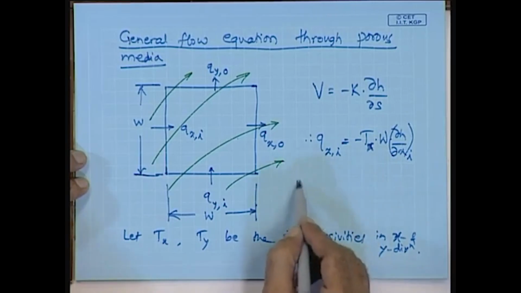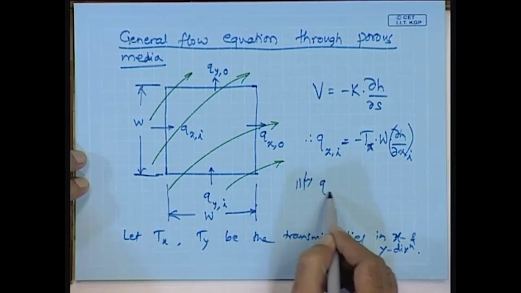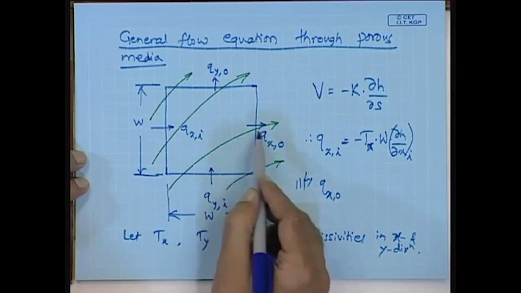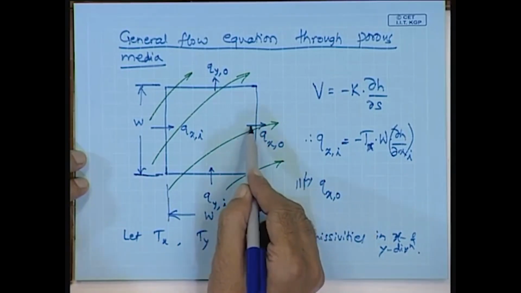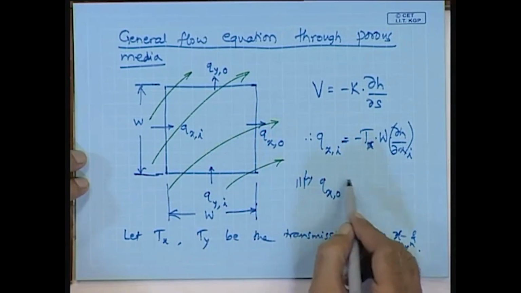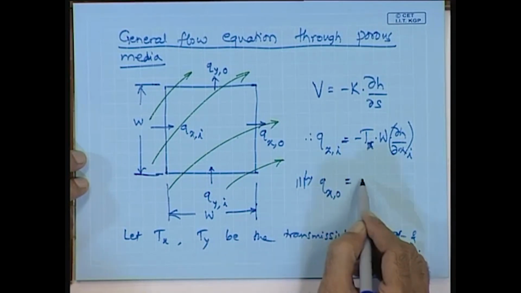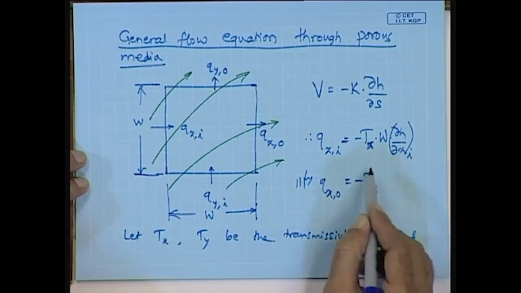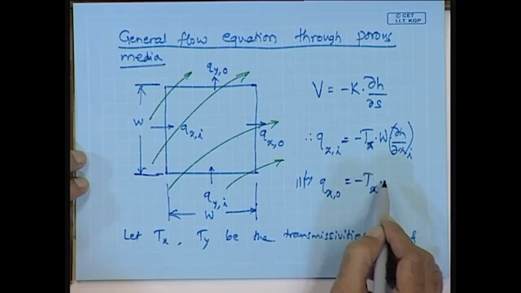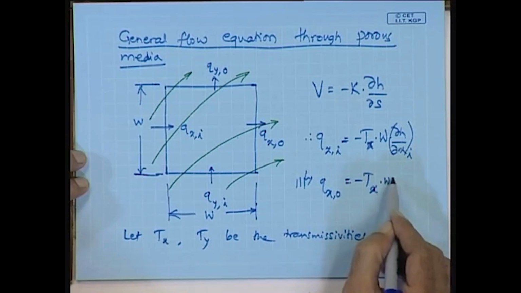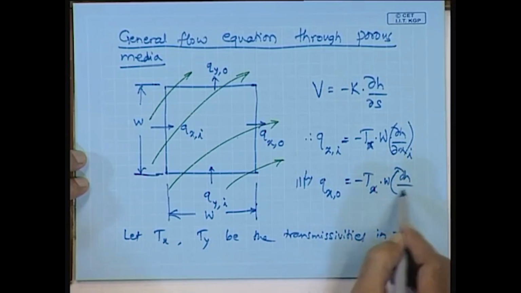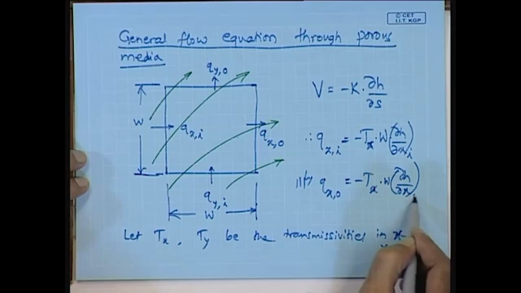Similarly, Qx, the outflow through the right boundary, which is denoted by Qxo, is given by minus Tx, which is transmissivity along the x direction, into W into dH by dx at this outlet section. Okay.